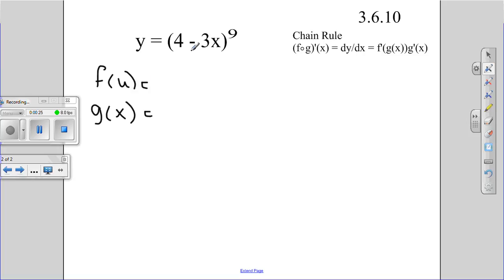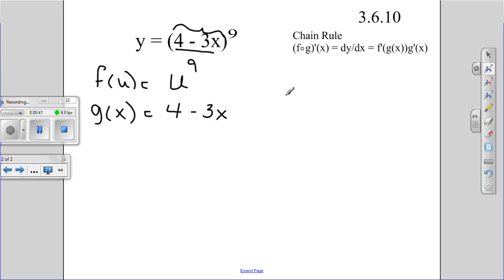Now we can see that this looks like some function raised to the 9th power. So our f of u is going to be u to the 9th. And our g of x is just going to be this inside function, 4 minus 3x.